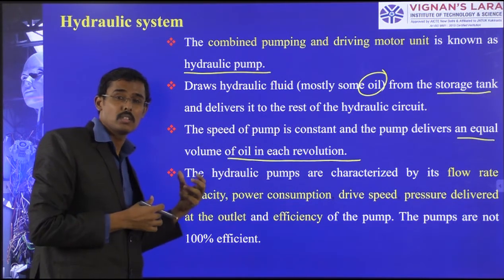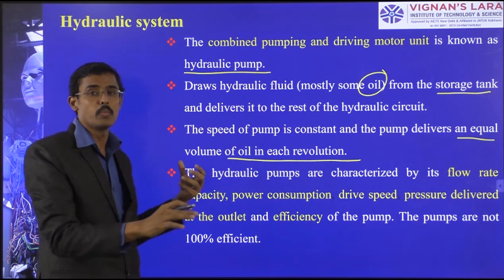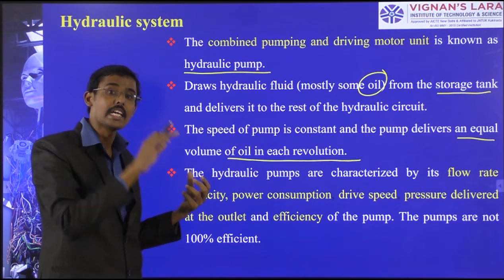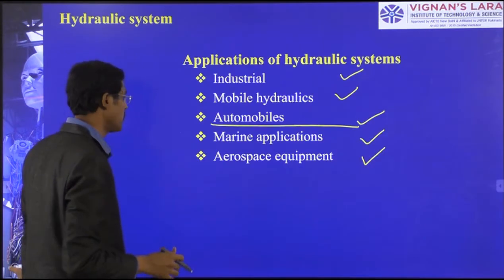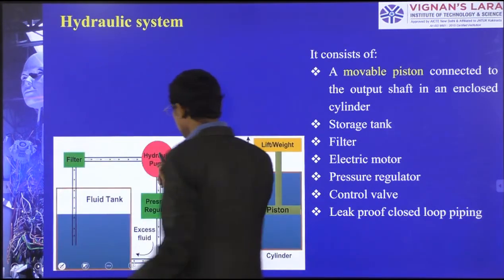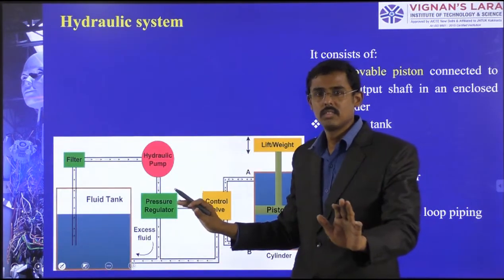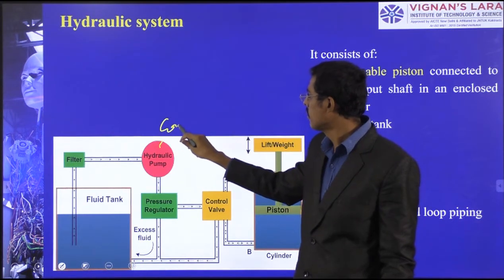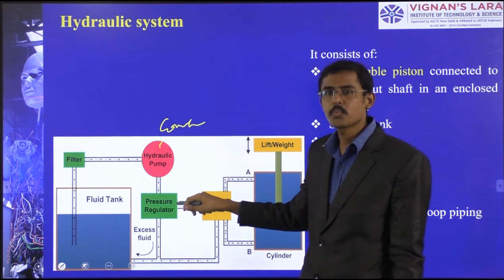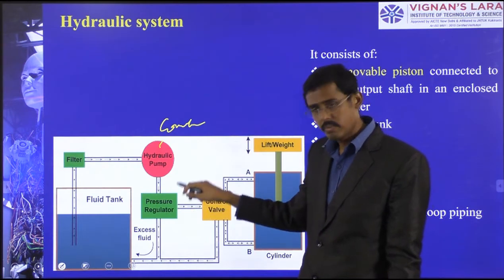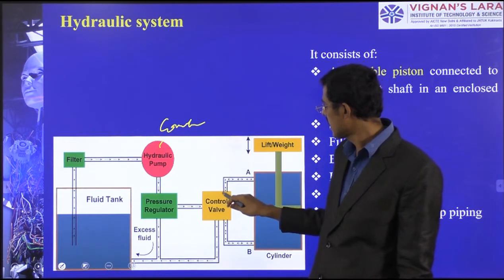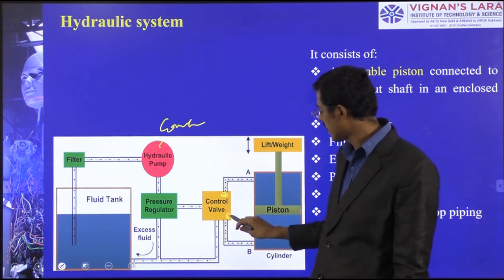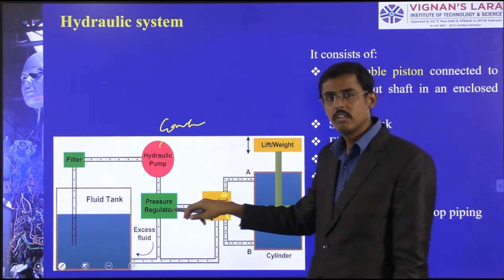But how much is needed is controlled by the pressure regulators, and in which direction it should go is controlled by the control valve. So those things are here, you see. We have this hydraulic pump, which is constant. Here we have the constant pumping action. But how much pressure we need? The pressure regulator controls it, and which direction we need, whether it is in the A direction or the B direction, these two we permit.